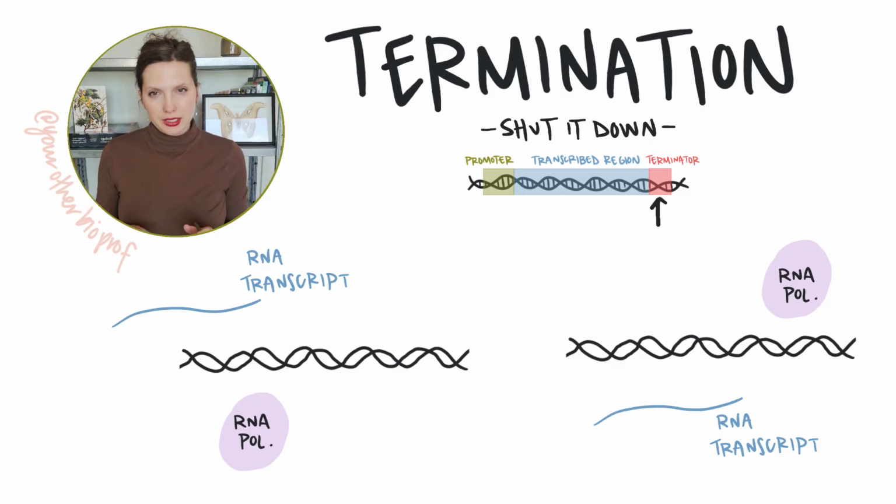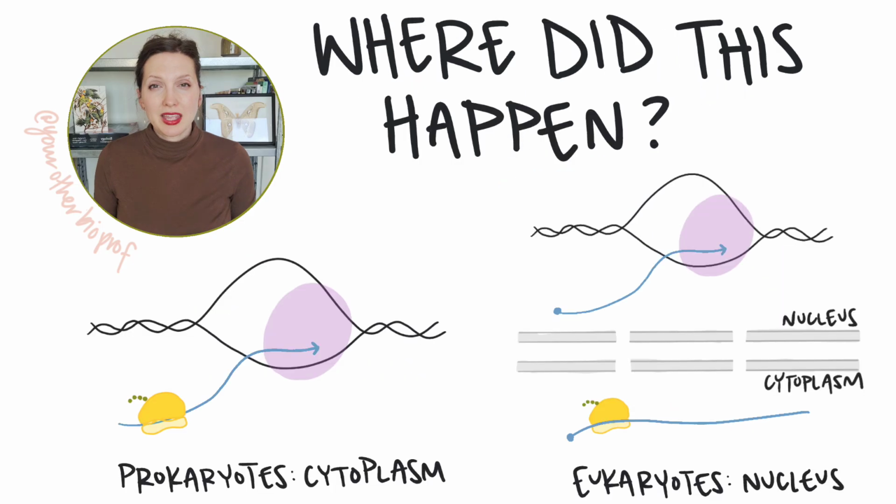Now, depending on the organism and the type of RNA that we've just made, that transcript may need some modifications before it can be used. In bacteria, transcription and translation happen in the same space, the cytoplasm. So ribosomes often hop on an mRNA in progress and start making protein while that mRNA is still being transcribed.